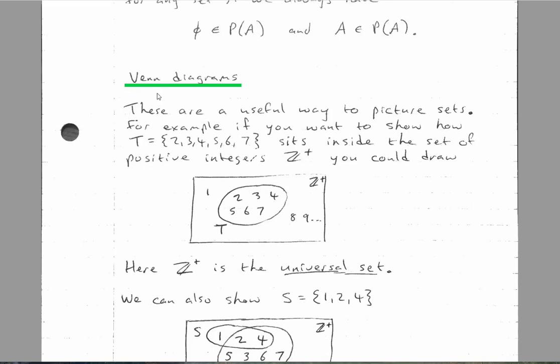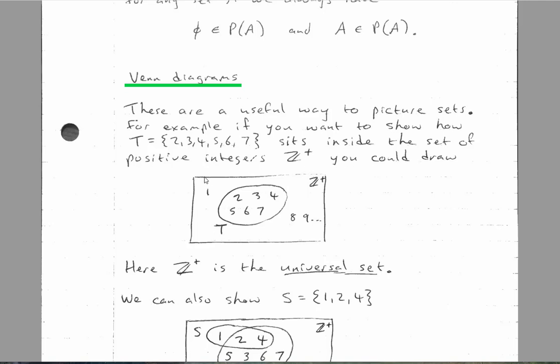All right, so these Venn diagrams that we saw in the book, invented by John Venn, are a useful way to picture sets. It's always good to have pictures. So that's set T from example 2, containing the numbers 2, 3, 4, 5, 6, and 7. If we wanted to put it in context, we could think of it sitting inside the positive integers, Z plus.